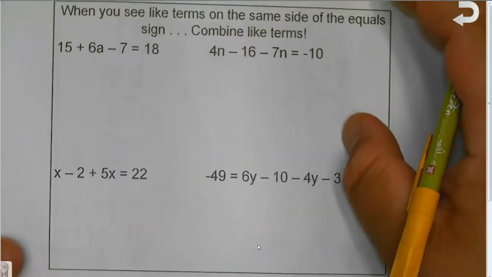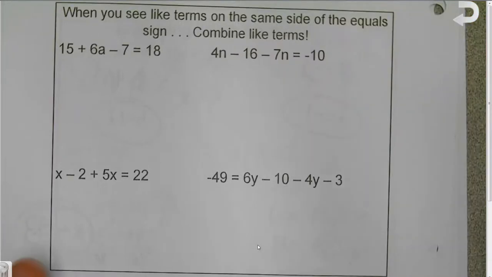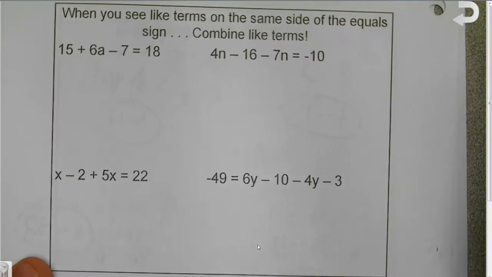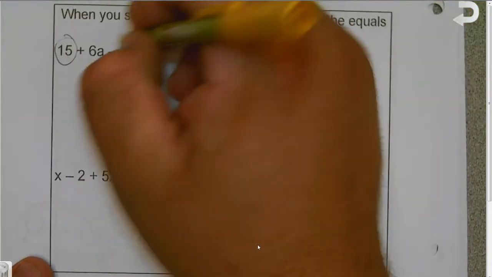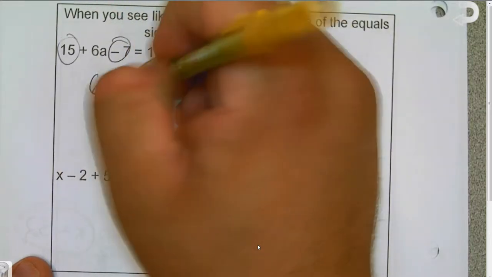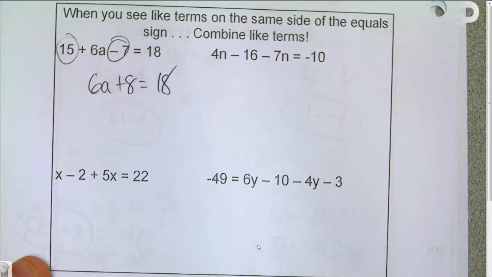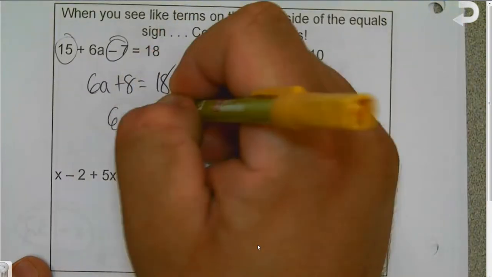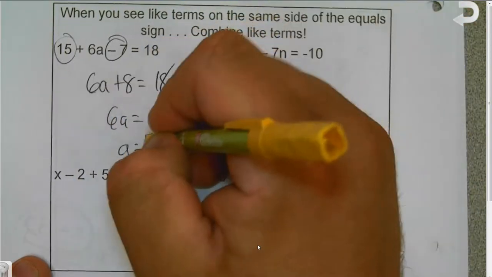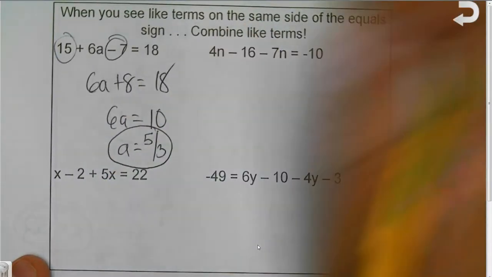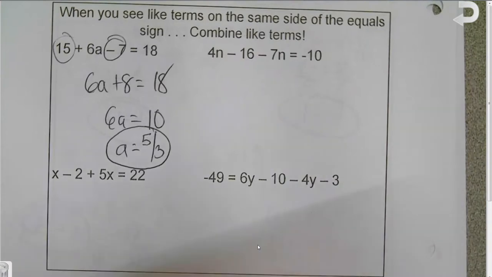We're going to go to two-step equations, where you have to combine like terms on one side of an equal sign. And so if I have 15 and negative 7, that's going to be 6a plus 8 equals 18. And then we follow the same rules that we followed before. 6a is equal to 10, a is equal to 5/3. Go ahead and finish these three, and we'll check your answers.